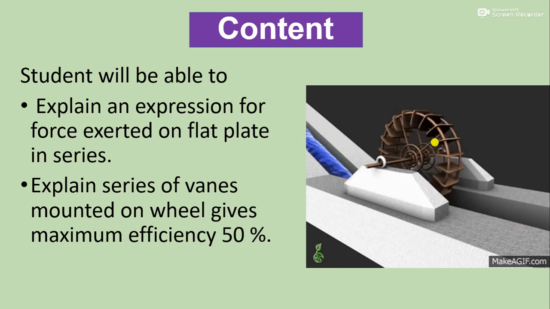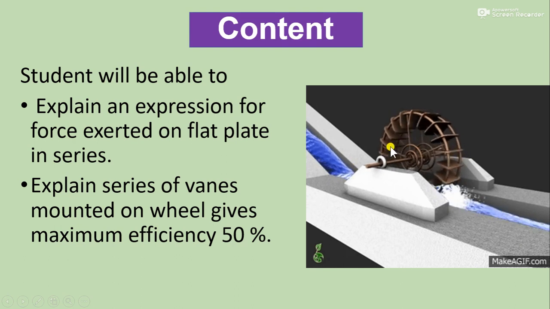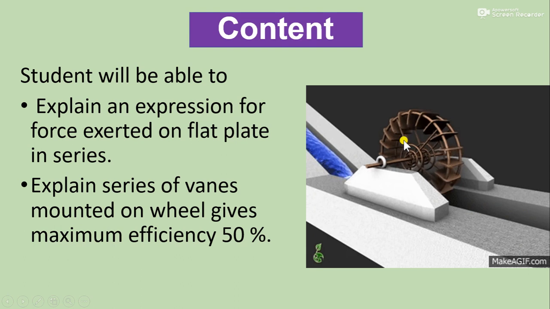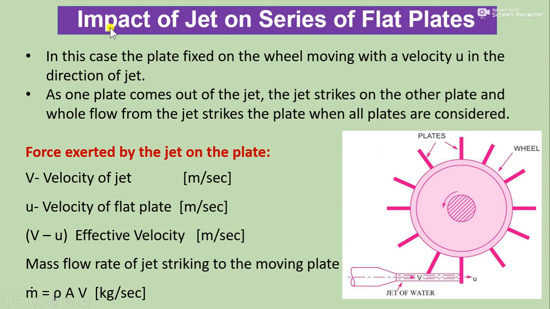So in this session, we are going to derive the force exerted by the jet of water on the flat plate mounted on series and its maximum efficiency. So let us see first impact of jet on series of flat plates. So in this case, the plate is fixed on the wheel which is moving with velocity u in the direction of jet, that is v.